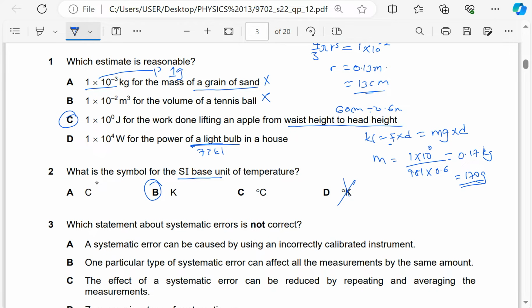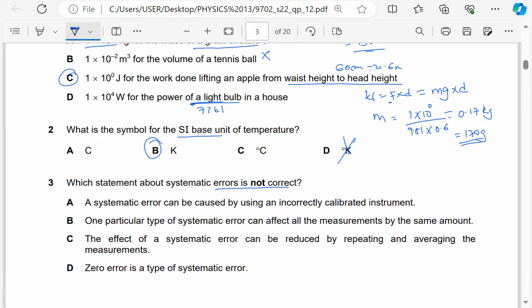Which statement about systematic errors is not correct? A systematic error can be caused by using an incorrectly calibrated instrument. If the instrument is not correctly calibrated, this would cause a systematic error. That is true. One particular type of systematic error can affect all the measurements. This is very true. If an instrument has a systematic error, it will affect all the measurements by the same amount.